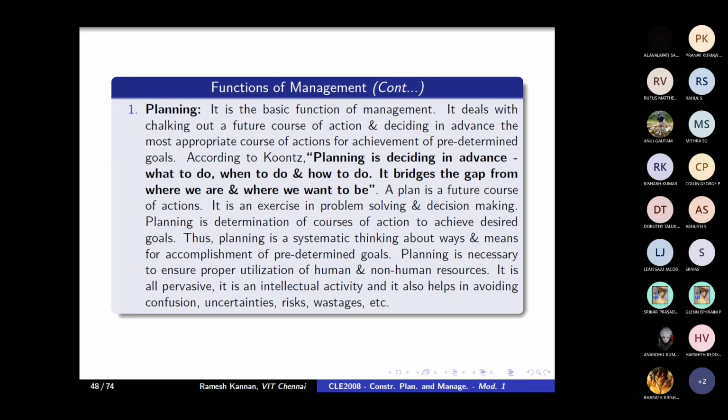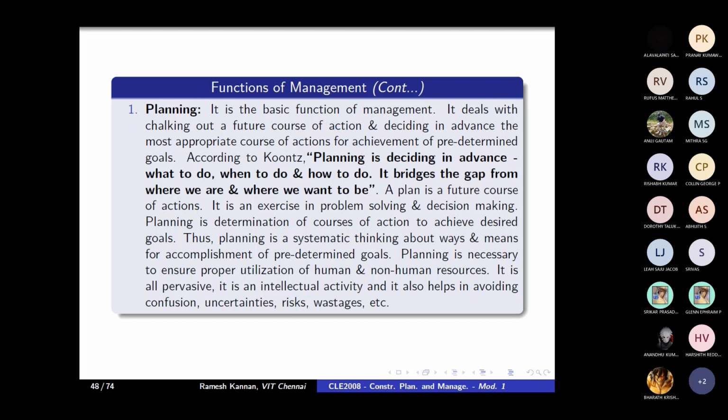So, other functions of management, right? And it bridges a gap from where we are to where we want to be. So that's pretty much a good definition. That is pretty much planning, and it is considered to be the first and foremost important function of management.